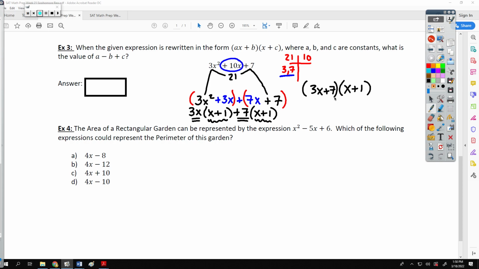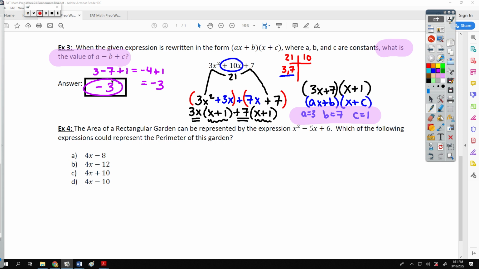Now we compare that to the expressions in the problem, ax plus b and x plus c. And what that tells us is a has to be 3, b has to be 7, and c has to be 1. Then we are going to take those values and answer the question, what is the value of a minus b plus c? So a minus b plus c would be 3 minus 7 plus 1, which would be negative 4 plus 1, which would be negative 3.